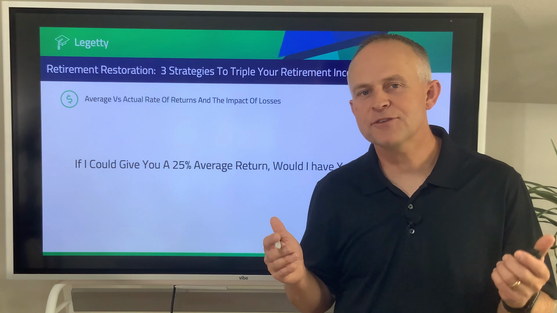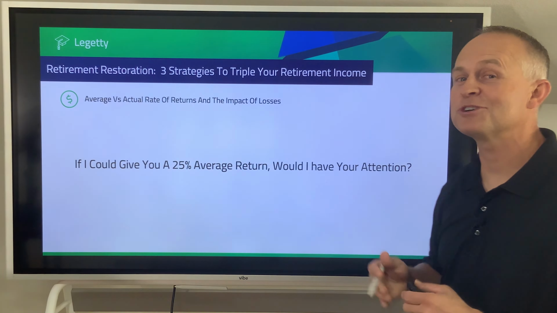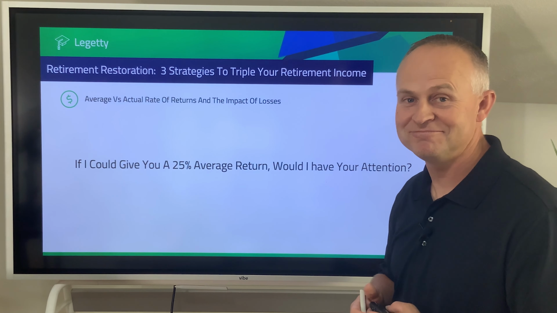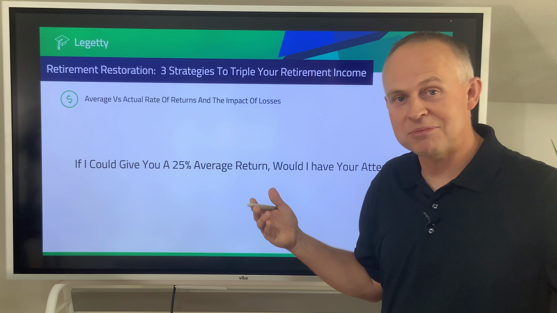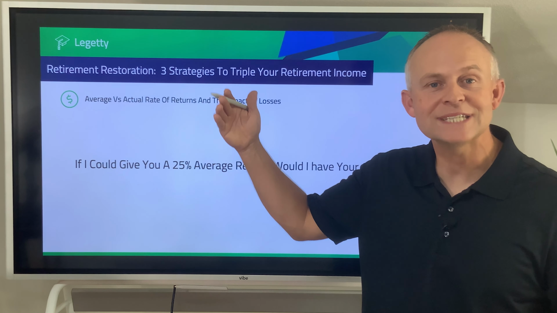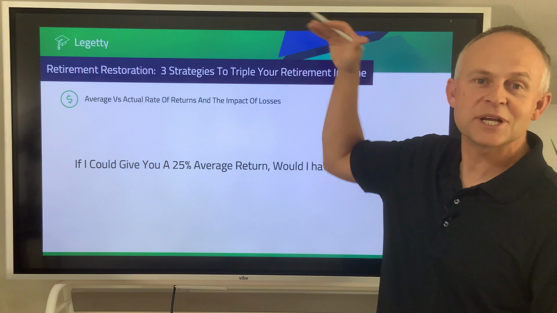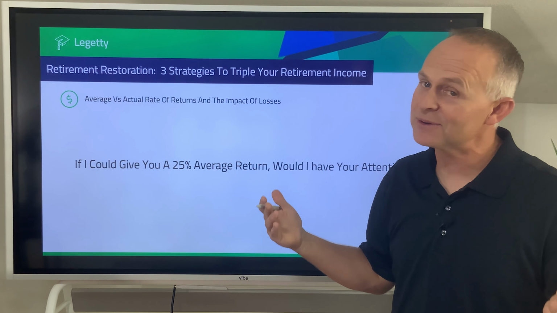So let me ask you a question. If I could offer you a 25% average return, would I have your attention? That could solve a lot of your problems, right? Heck, you could probably triple your retirement income by getting a 25% return every year. That would solve a lot of problems, wouldn't it? Let me ask you another question. Would you rather have a 50% return on half your money or a 5% return on all of your money? Interesting, isn't it? Let's look at the average versus actual rate of returns.